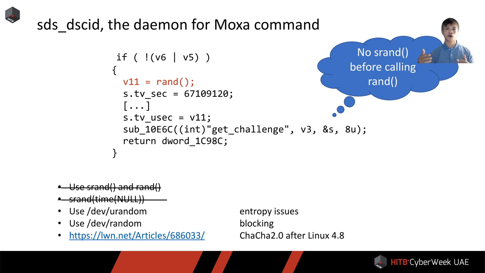So since Linux 4.8, a new algorithm called ChaCha20 is introduced in urandom, so that it ensures that you get a really good random number each time you read something from /dev/urandom. That's really good, but the problem is that embedded devices might not be running such a new Linux kernel. So anyway, Moxa doesn't call srand before calling rand, and that's not a good practice.